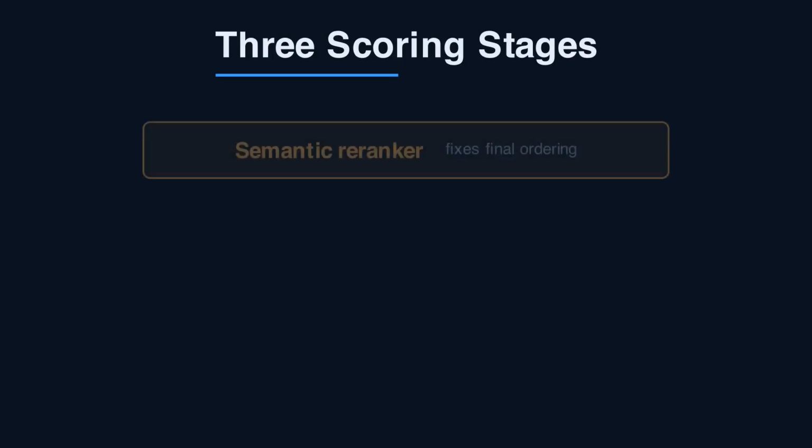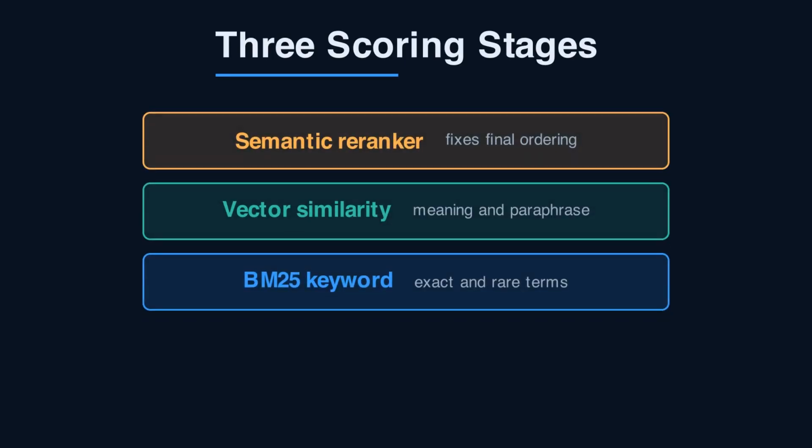Think of hybrid search as 3 scoring stages stacked together. First, BM25 scores keyword matches on the inverted index. Second, vector search ranks by cosine similarity over embeddings. Third, the semantic ranker reorders the top candidates.